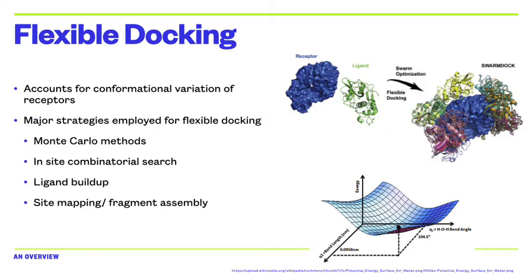Major strategies that are used for flexible docking include Monte Carlo methods, in which you're essentially looking at the conformational changes of the ligand in a stepwise manner along the potential energy gradient that exists for the complex itself, as well as in-site combinatorial searches, ligand buildup, and site mapping and fragment assembly.